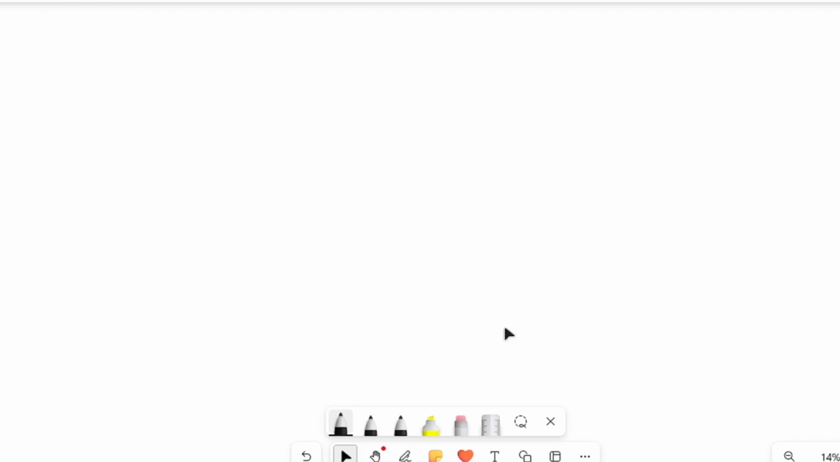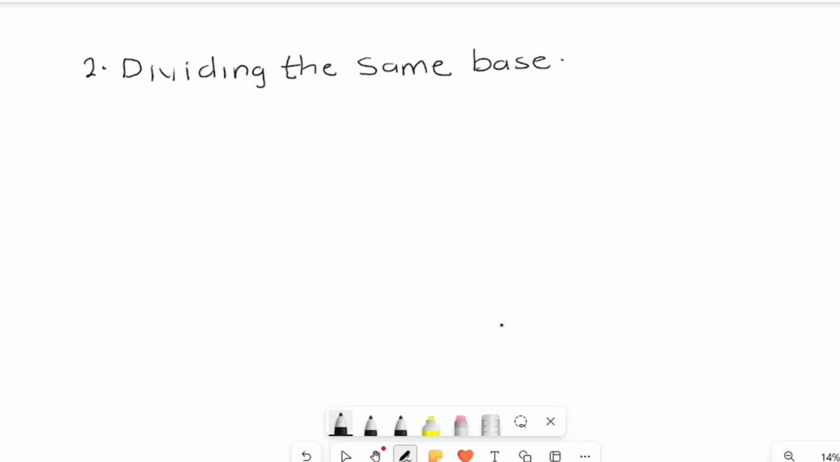All right. The next one, number 2, is dividing with the same base. Take note, they are both similar. The first one was multiplying the same base, the second one was dividing the same base. So the common thing there is the same base. Take note of that, please.